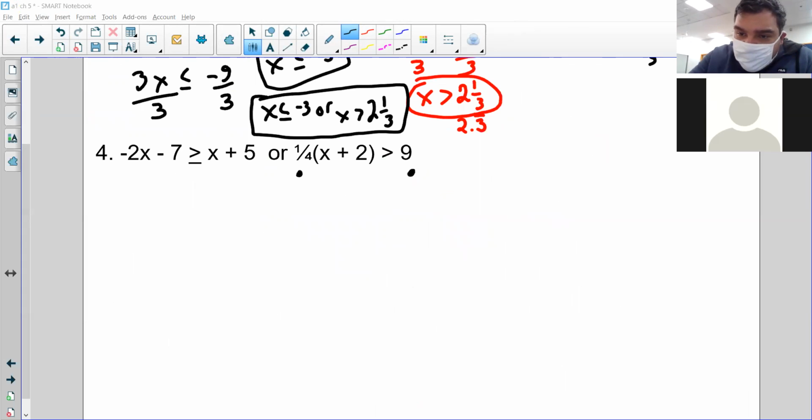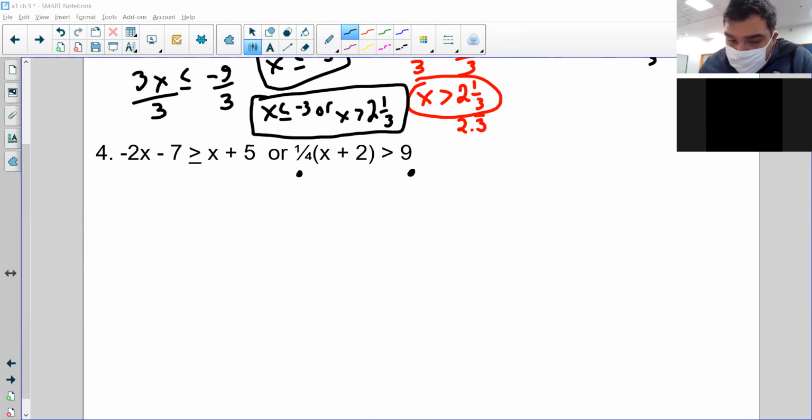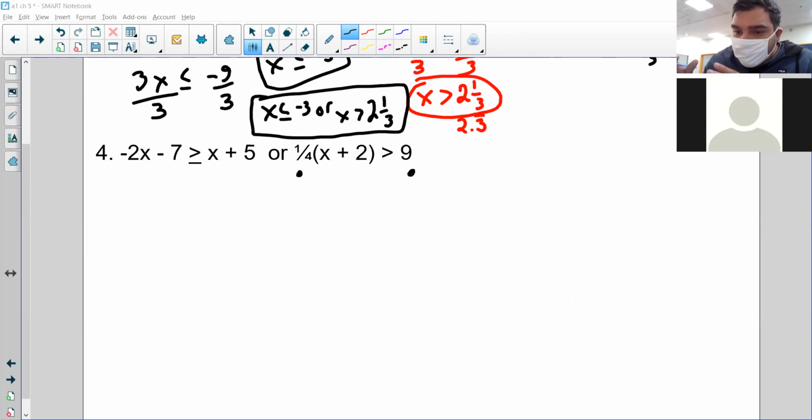Jacob, I see your answer. Give me a sec. Let me check it for myself. Put both of the answers. It should be an or statement. So it should be x is greater than blank, or x is less than or equal to blank. So give me a sec as I do this.